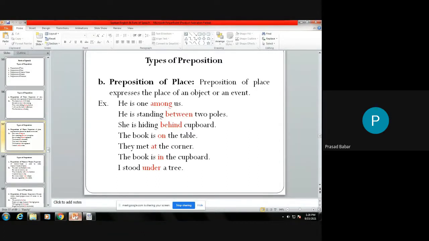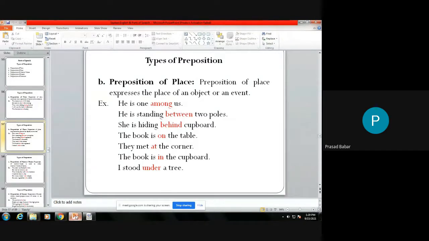So let's see how many prepositions of place there are. First, see the example. He is one among us. So the highlighted word among is used as a preposition of place. Among. He is one among us.